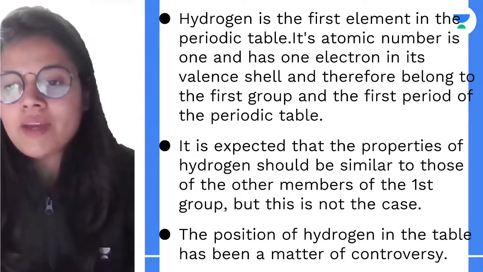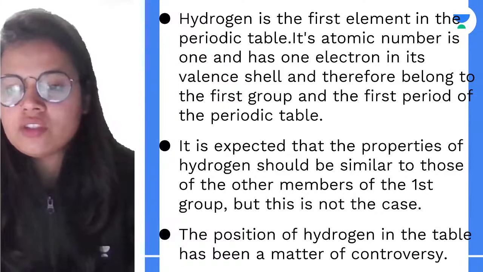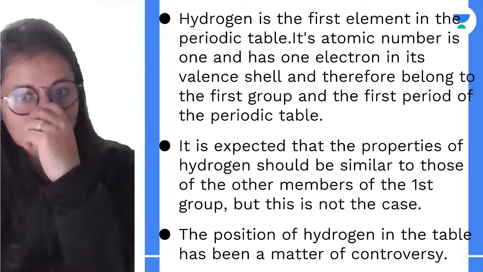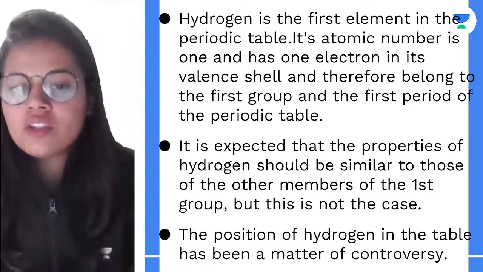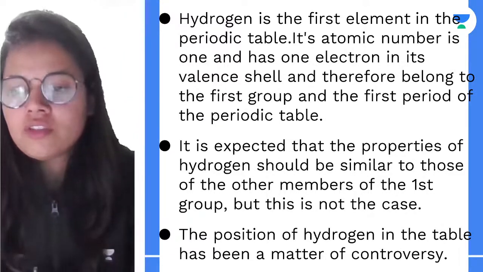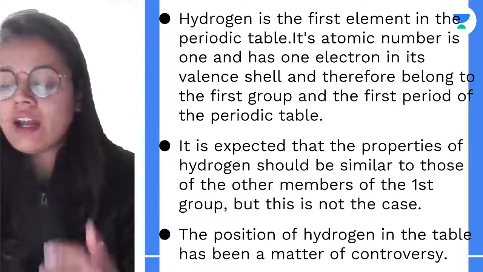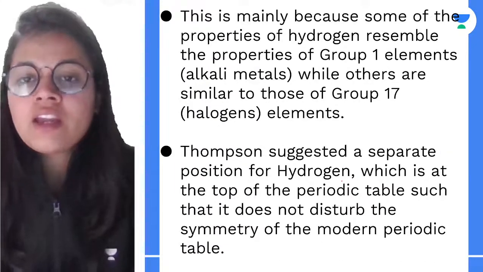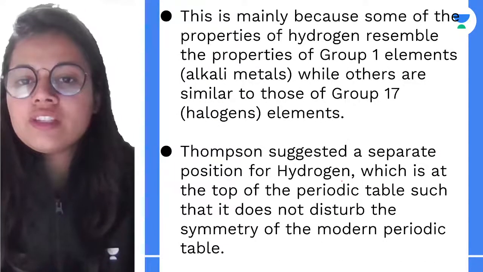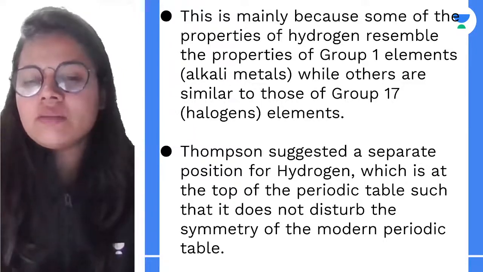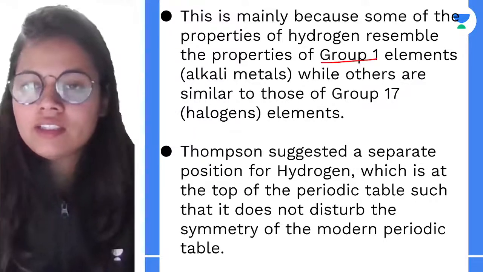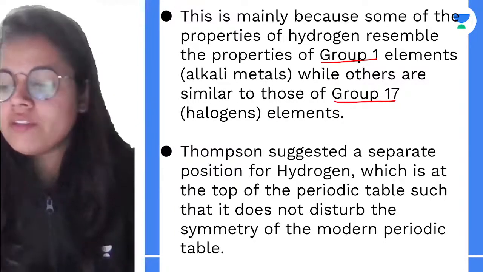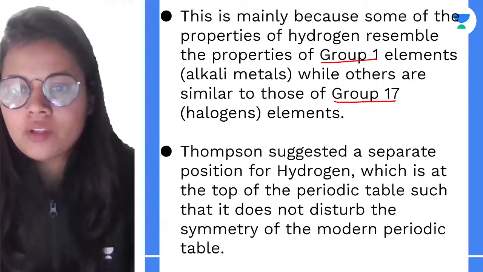Now it is expected that the properties of hydrogen should be similar to the other members of the first group, but actually this is not the case. The position of hydrogen is still a kind of confusion, or a matter of controversy, as we will be seeing. The reason is that hydrogen has some properties similar to group 1, that is the alkali metals, and some properties similar to group 17. Group 17 means the halogens.